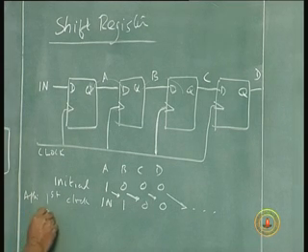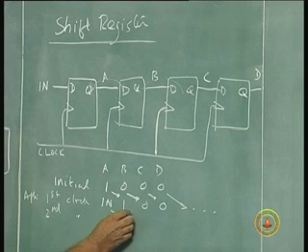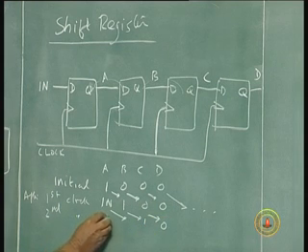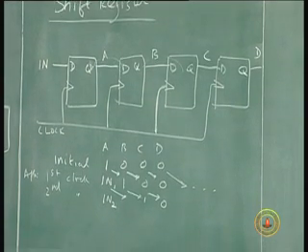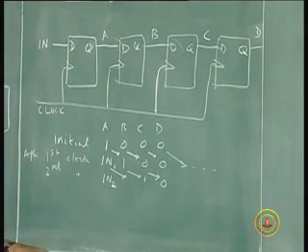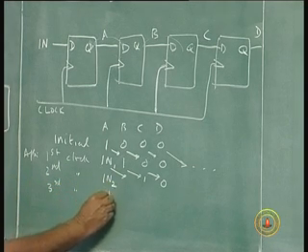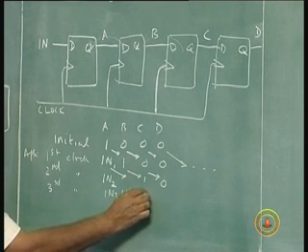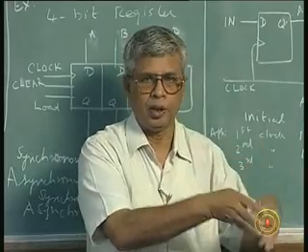After the second clock pulse, this would have moved here, this will become 1, this will become 0. And what we will have here will be in 2, the second input, whatever it was. After the third, in 3, in 2, in 1, and so forth. I keep shifting the data from one flip flop to the next flip flop, to the next flip flop, to the next flip flop.